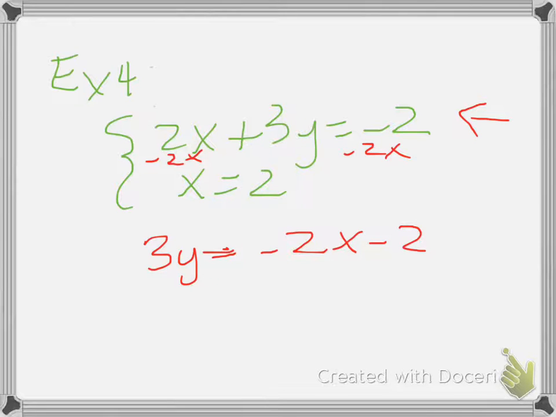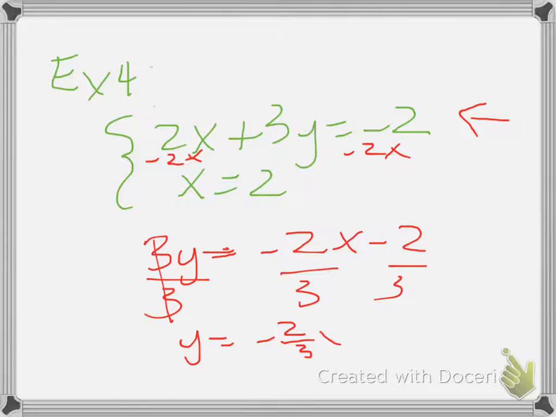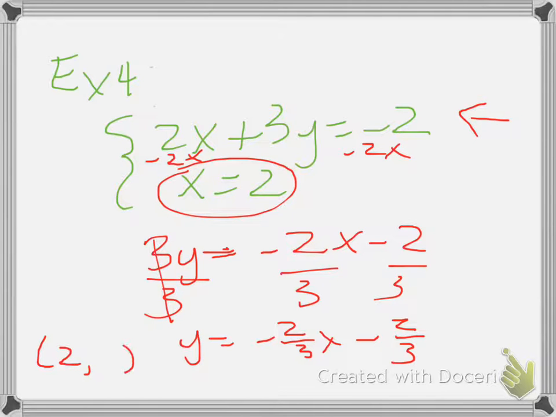And now I'm going to divide both sides by 3. Divide by 3, divide by 3. And I get y equals negative 2/3 x minus 2/3. So that is that equation, and my other one is already done. It's just x equals 2. So that should be a clue in our ordered pair that the x is going to be a 2. But let's put this on a graph and we'll see what our final answer is.